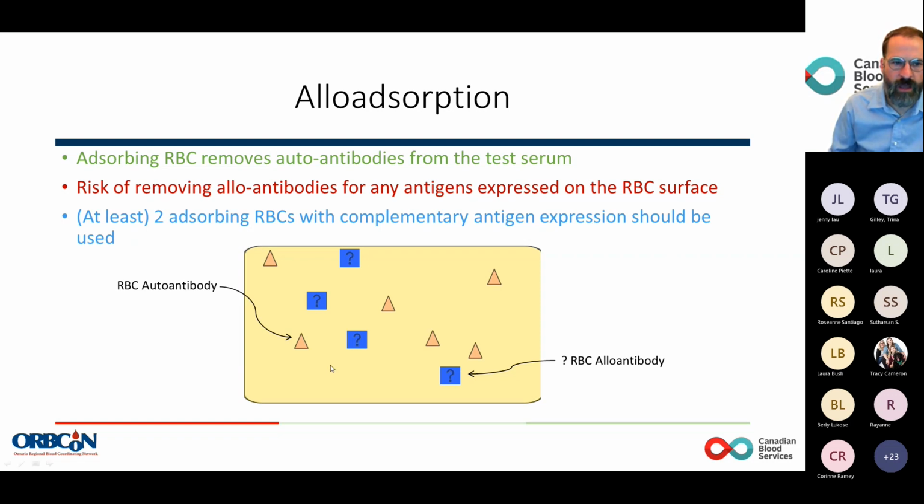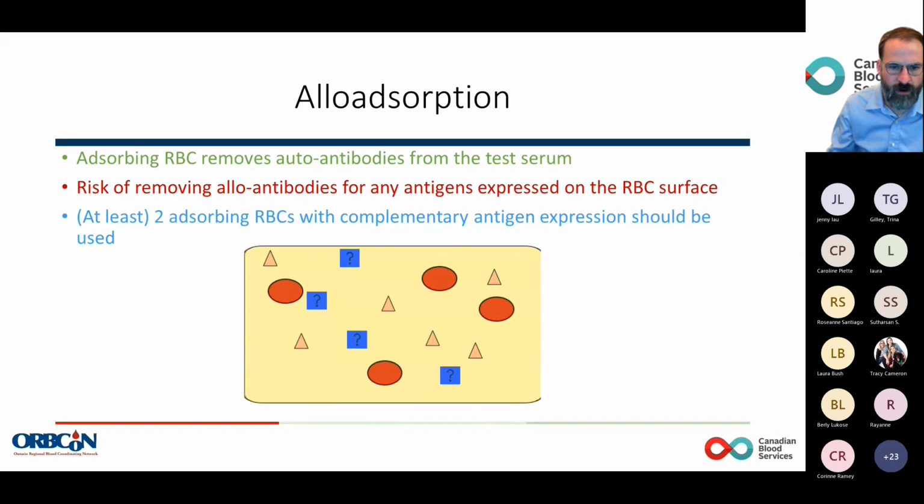To get around this problem with alloadsorption, we need to use at least 2 adsorbing RBCs that have complementary antigen expression. By complementary, I mean that whatever's on one of the cells should be missing on the other cell, so that if you're removing it with one cell, you're not going to remove it with the other. As a little cartoon here, our RBCs are going to be used in the alloadsorption. They're going to take away our autoantibodies, remove them, and leave behind any alloantibodies.